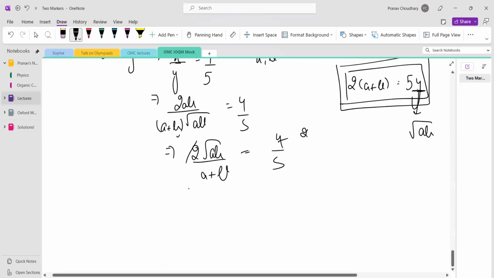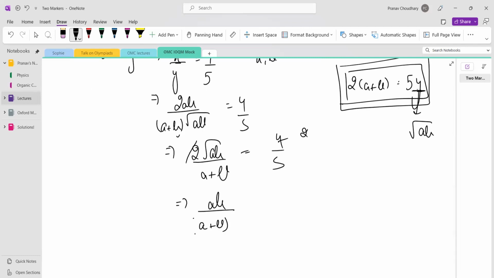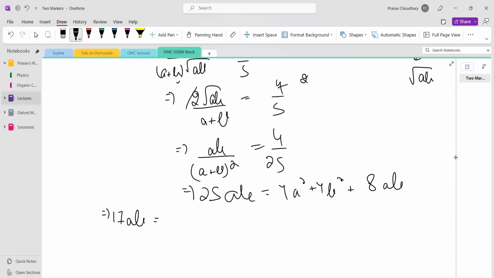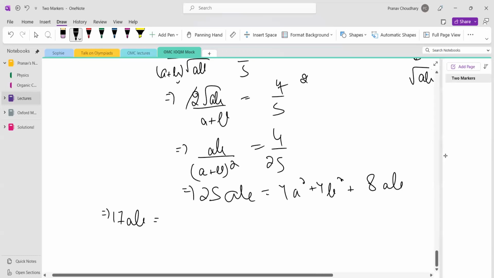We want to remove the root, so we'll square this. It's just a standard equation solving idea. 4 by 25. This means 25ab should be 4a square plus 4b square plus 8ab. This implies 17ab equals 4a square plus 4b square.